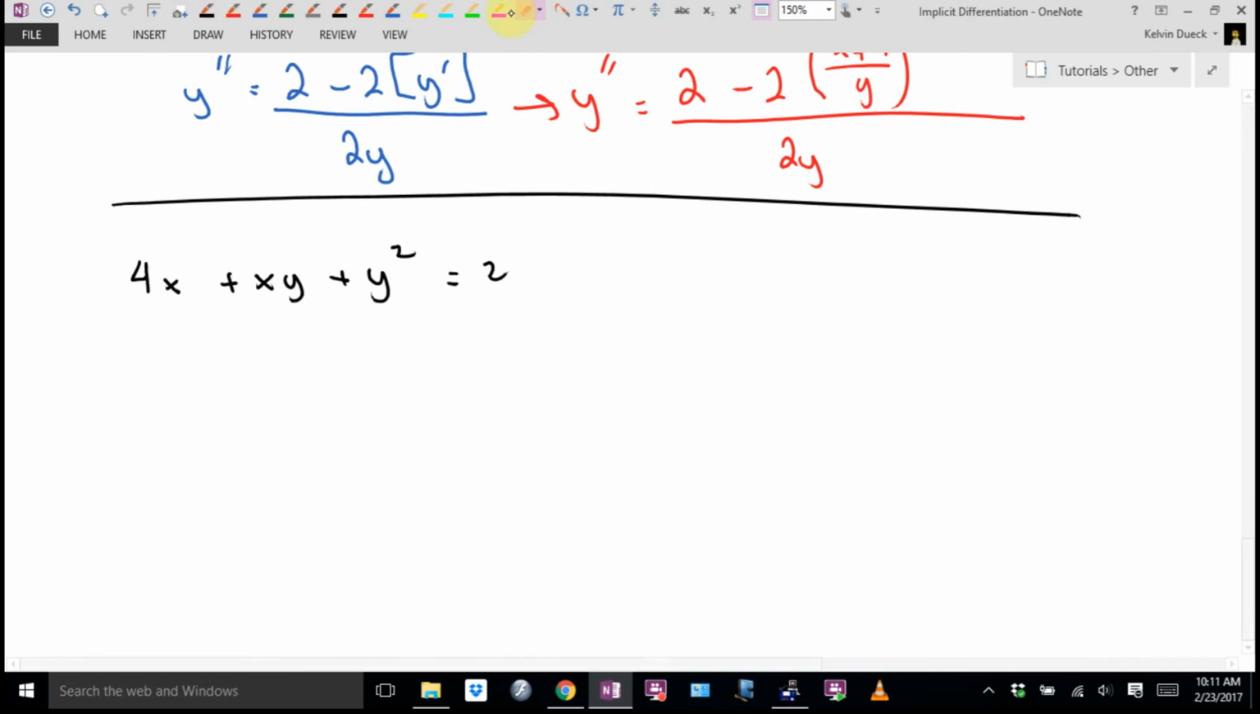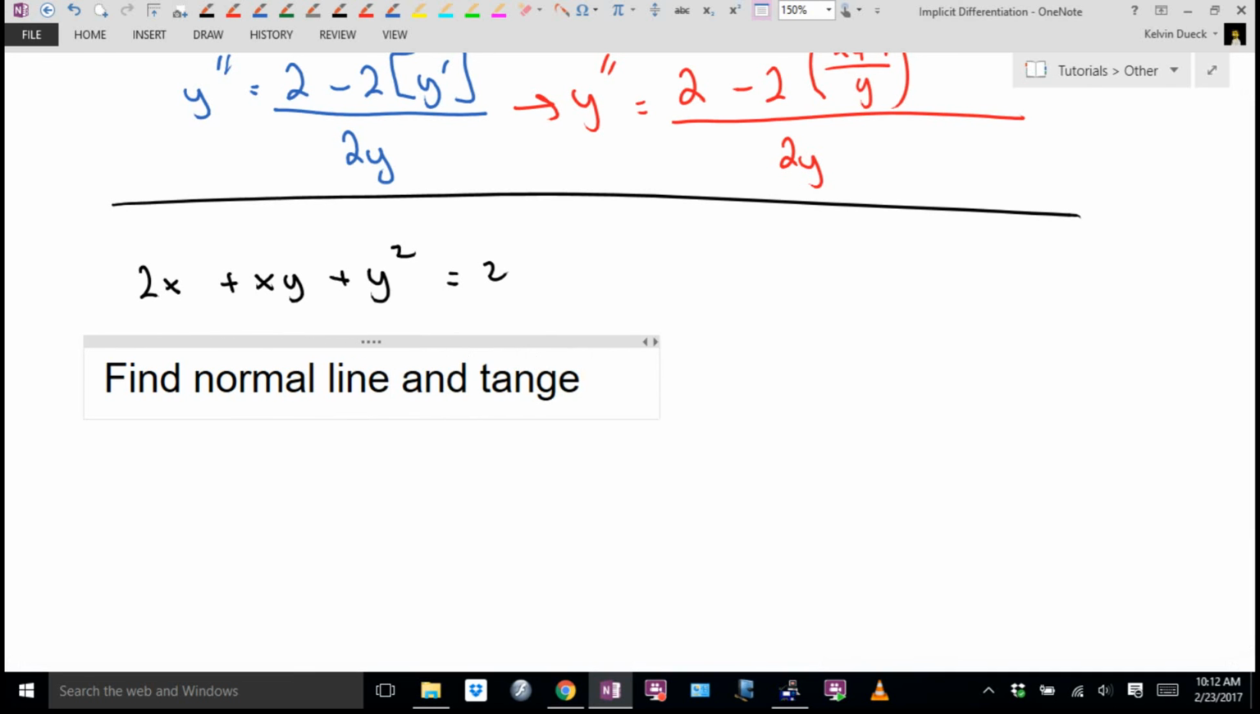Darn it, this one I'm going to have to do the actual question because I don't have the tech on me right now to find a point on this graph. So it was find normal line and tangent line. Is that what it was? Actually, you know what? We find the tangent line first, then we find the normal line.